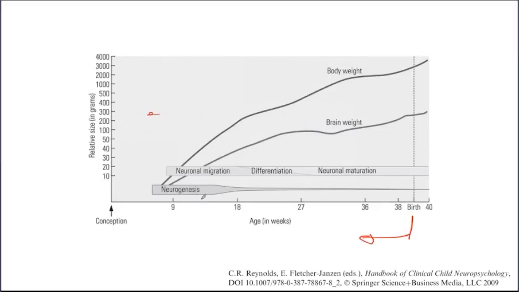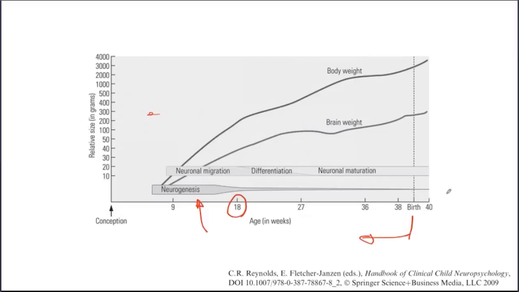But as you can see here, most of the neurons are produced by the age of 18 weeks. You can imagine any sort of insult to this system before the age of 18 weeks would be able to change the amount or the number of neurons that we have inside the brain. And the process of neurogenesis would be terminated almost at the time of birth.